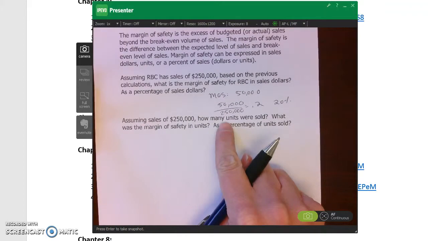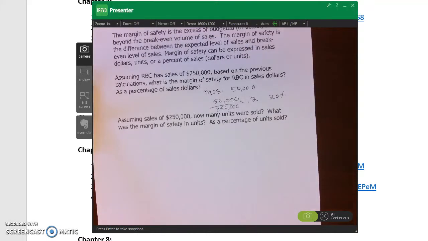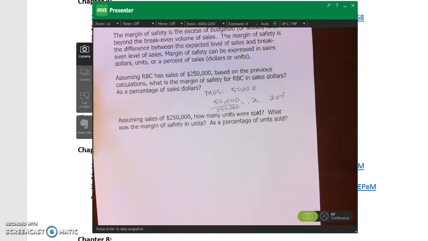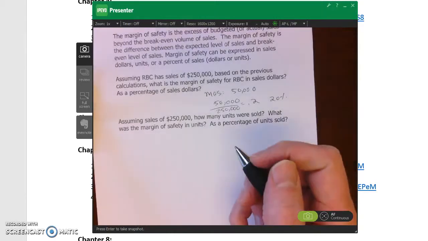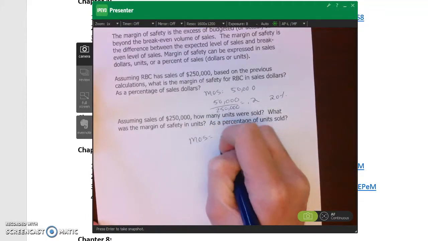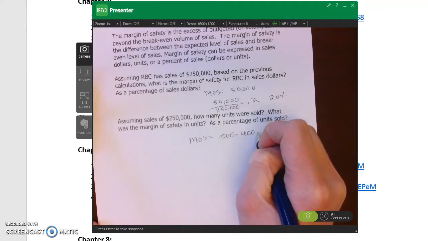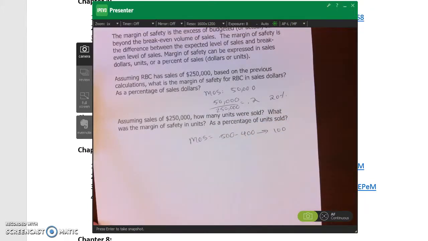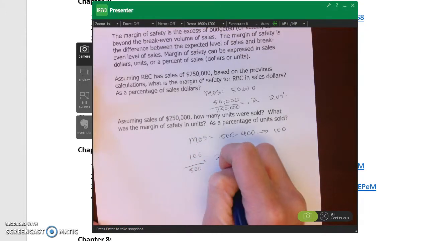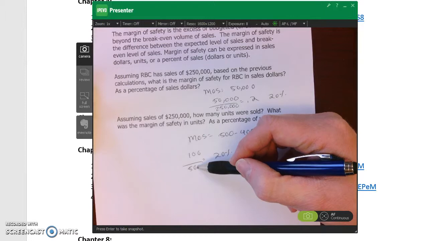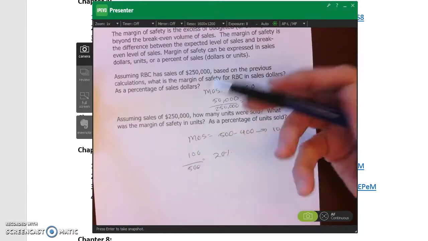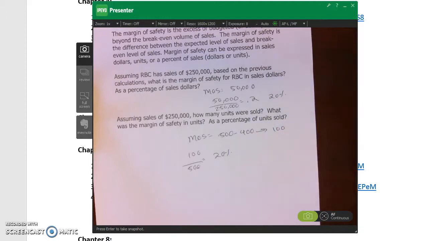Okay? We can also do it in terms of units. Here we did in terms of sales dollars, but we can do it in terms of units. Assuming sales of $250,000, how many units were sold? Well, 500. Okay? And we know that break-even is 400, so the MOS, the margin of safety, equals my 500 minus my 400, which is 100. As a percentage of units sold, 20% again. Okay? If you're currently selling 500 units and they fall by 20%, which means that now you're selling 400 units, at 400 units you're at break-even, and you stop making money. Okay?